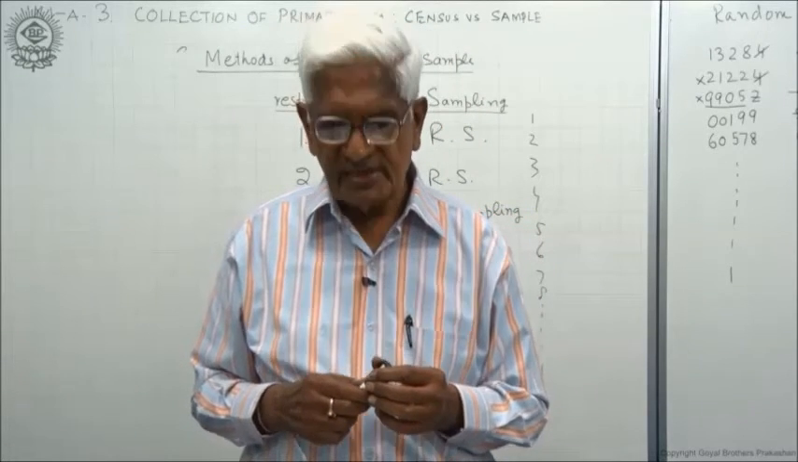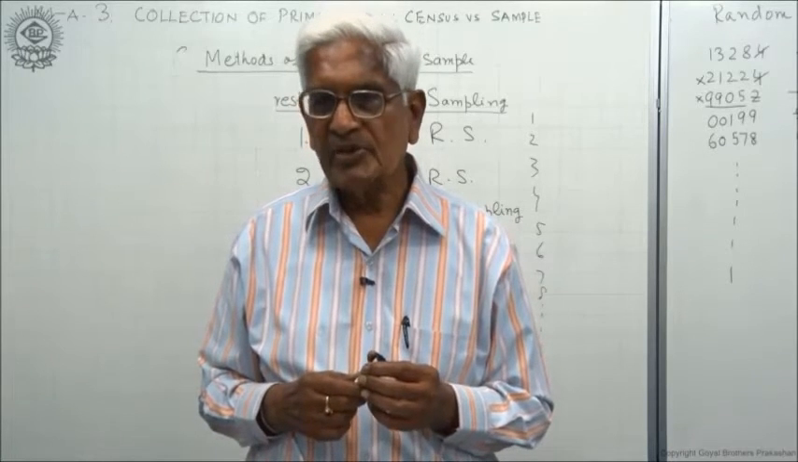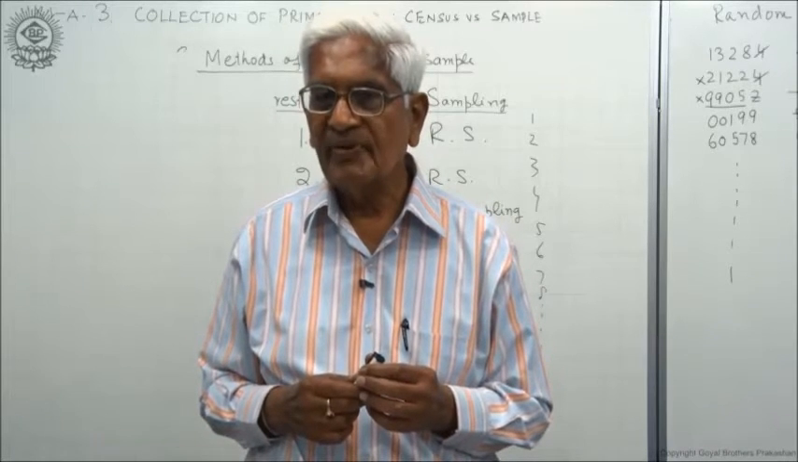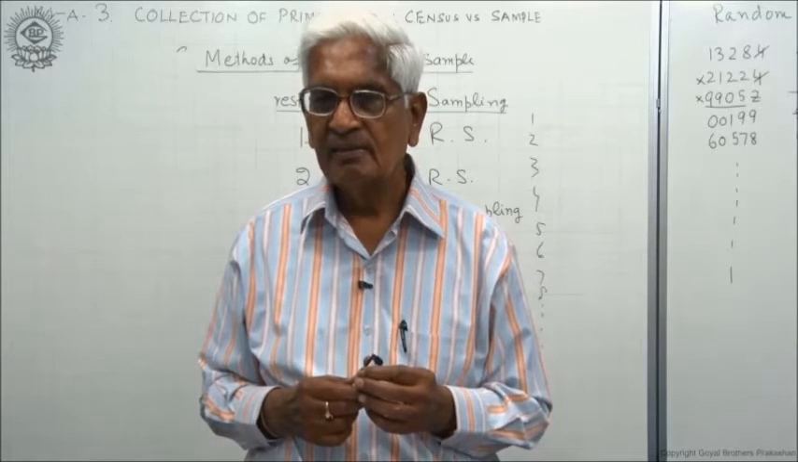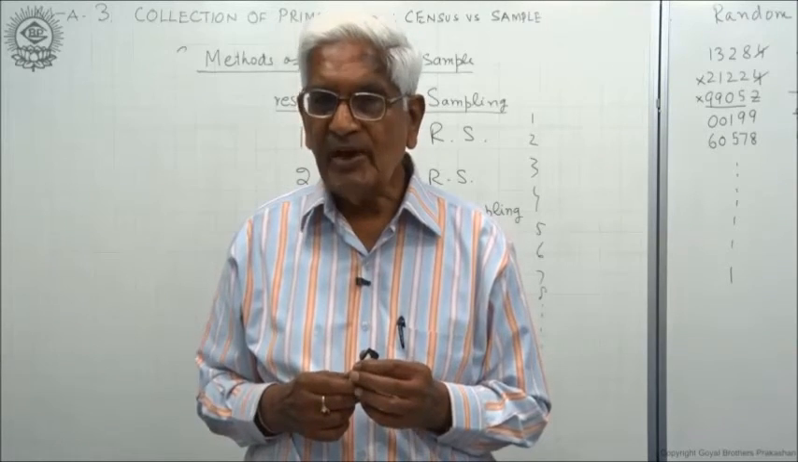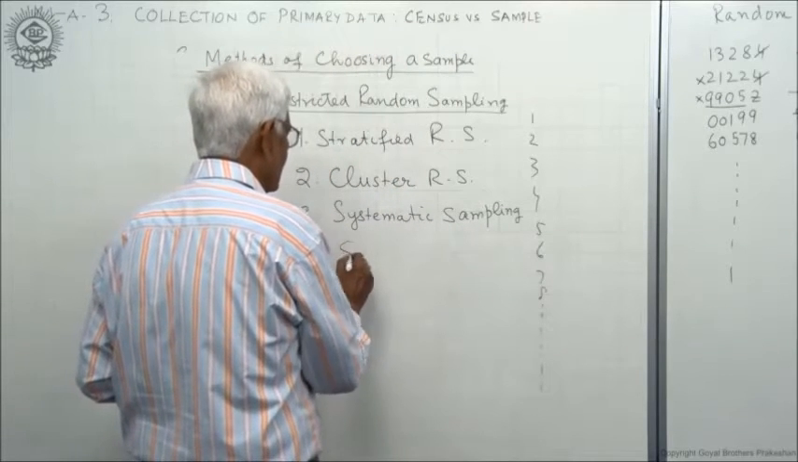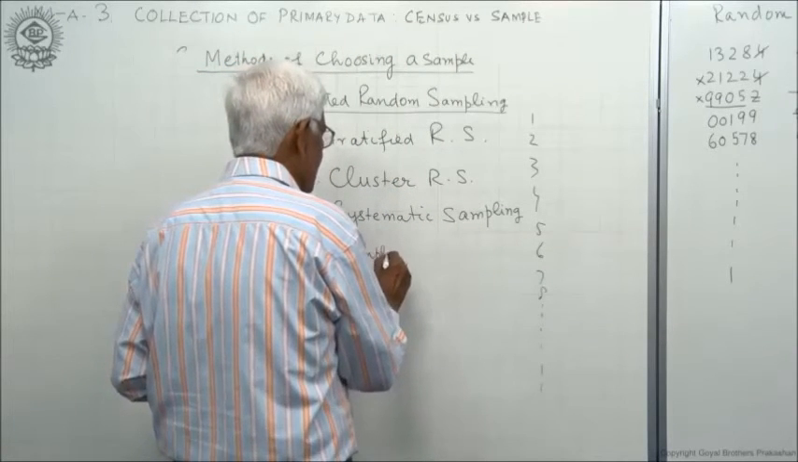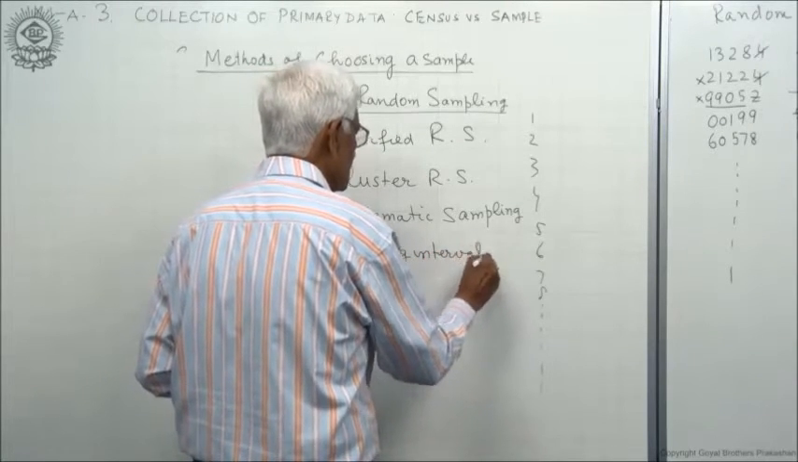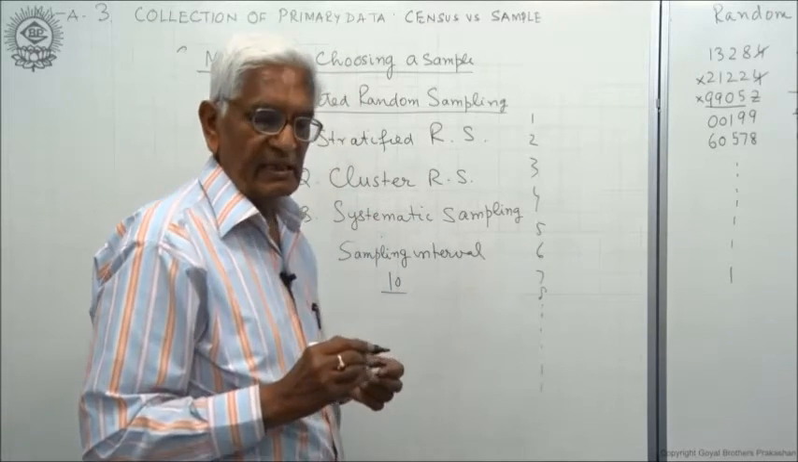Then you decide. You have to select 200. That is 1 out of every 10. When you have to select 1 out of every 10, it is called sampling interval. The sampling interval is 10. 1 out of every 10.